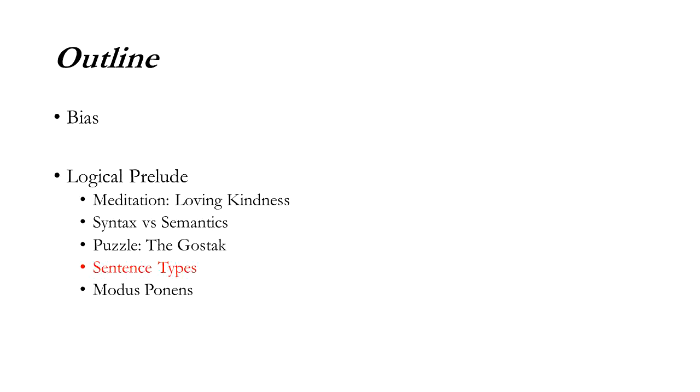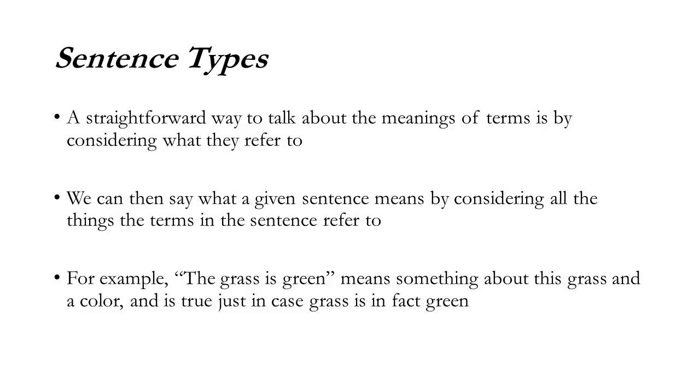Now, to give you a little more background on the way sentences are structured, and then we'll close by giving you a very brief illustration of how you might infer information in that syntactic way I was just alluding to. Here we'll talk for a moment about a straightforward way to talk about the meanings of terms, which is by considering what they refer to. We've been doing that several times up till now. We can also say what a given sentence means by considering all the things the terms in the sentence refer to. For example, the grass is green means something about this grass and a color. And it's true just in case grass is in fact green. That's just what it means.